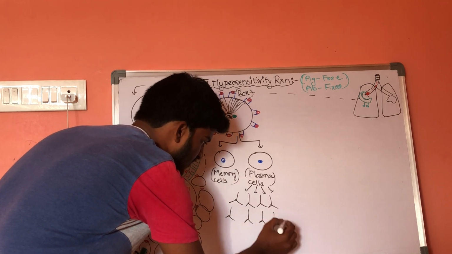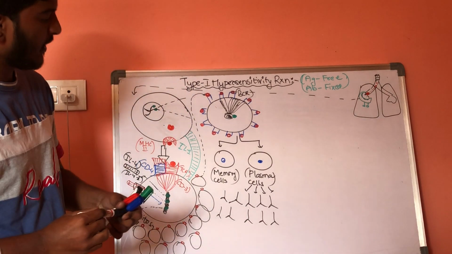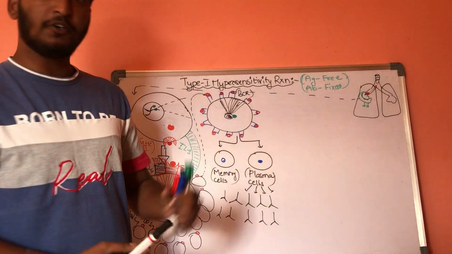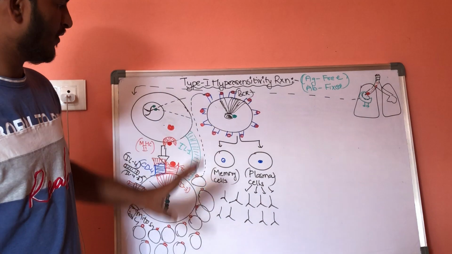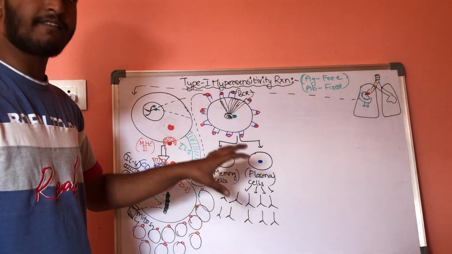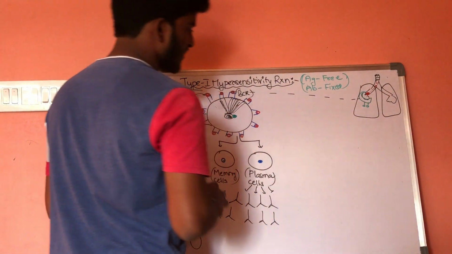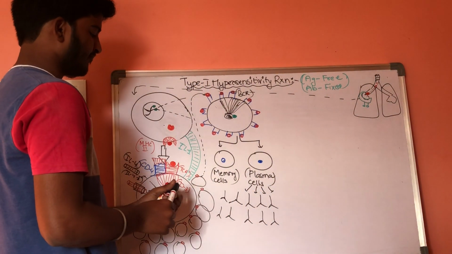It forms special type of antibodies. Now, these antibodies which are produced from the B lymphocytes will get exposed or will get attached to the surface of mast cells.